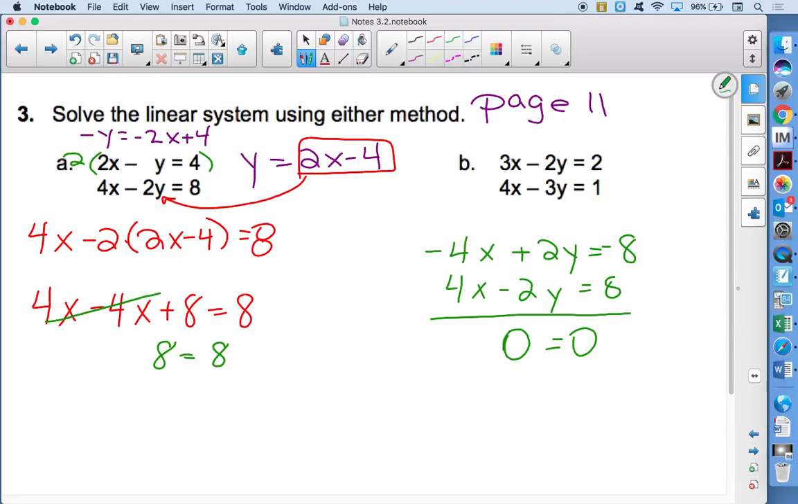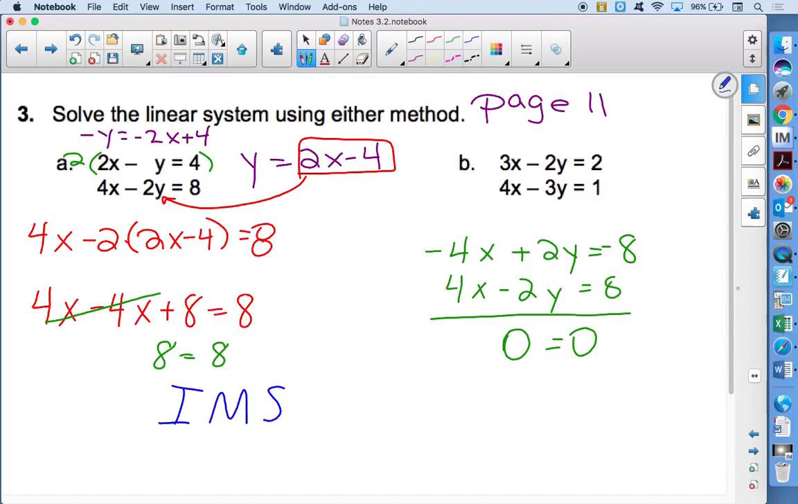Sarah, what do you think about the solution? It means that there are many solutions. This is a true statement. 8 does equal 8. 0 does equal 0, depending which way you solved it. So it's a true statement. That means there are infinitely many solutions. Because what kind of line would these be if we graphed it? The same line. If we got these in y equals form, it would be the exact same line.